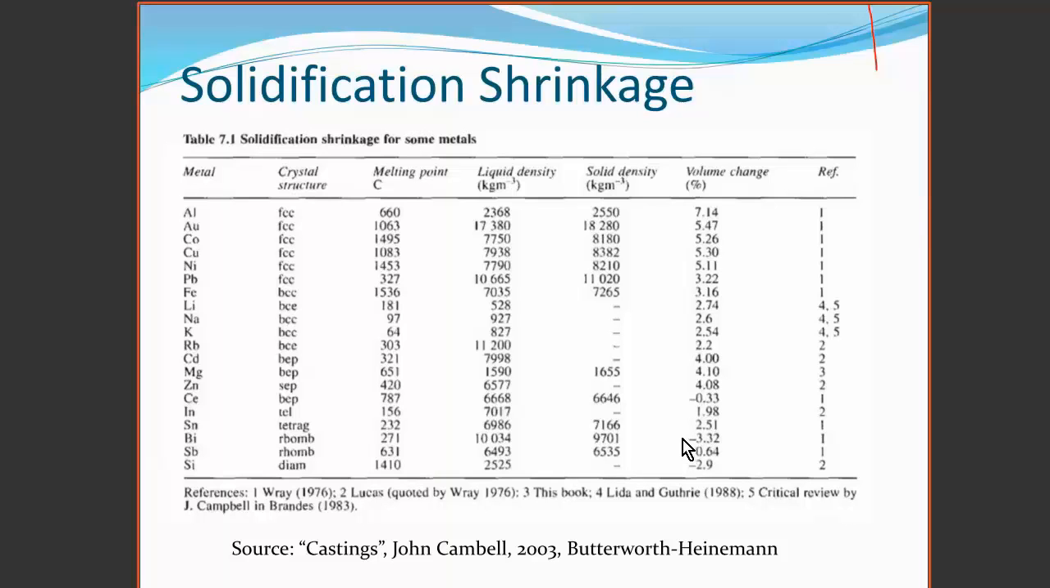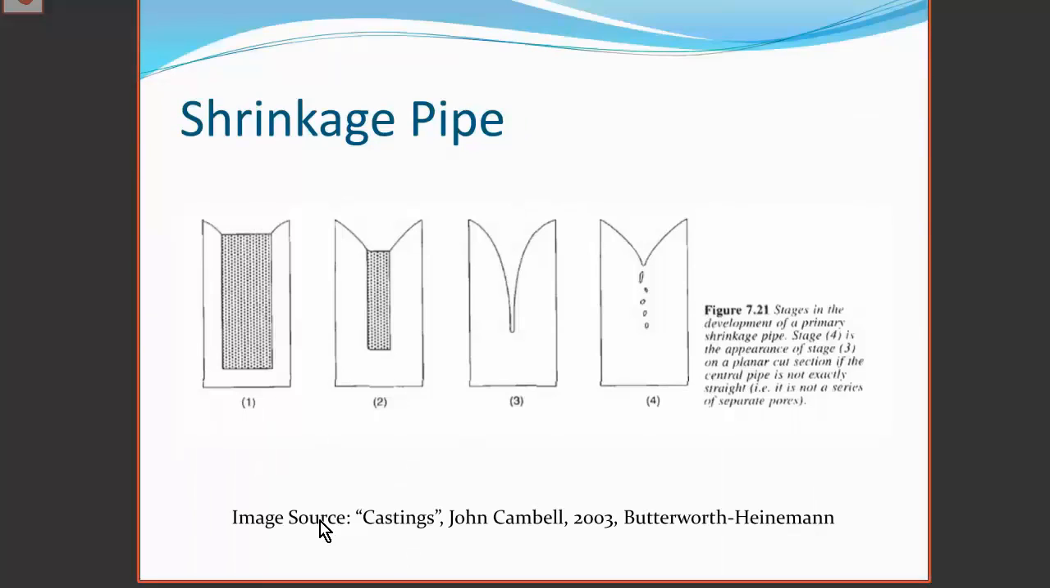Some materials, such as bismuth, actually expand on cooling, and this can help to fill the mold and produce fine features in the mold in a reliable fashion. Where there is significant shrinkage, it results in some common defects in the mold.